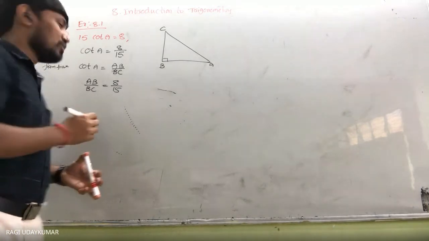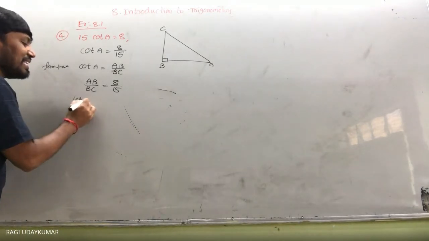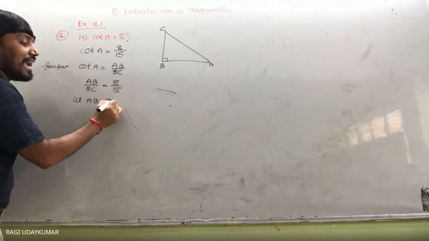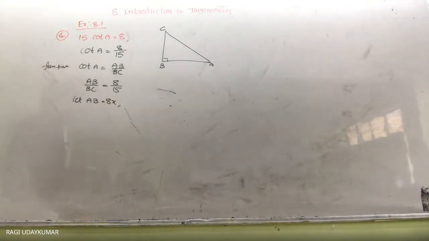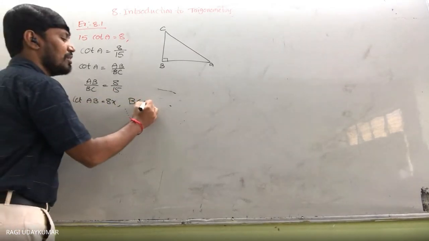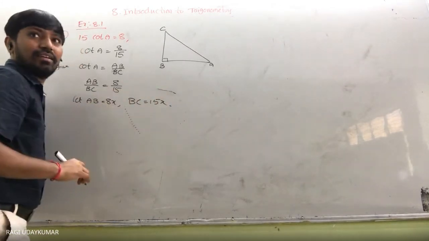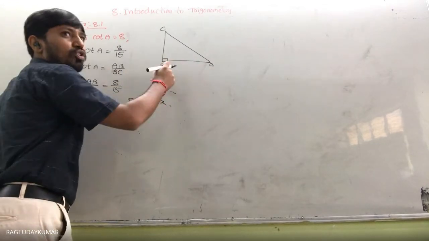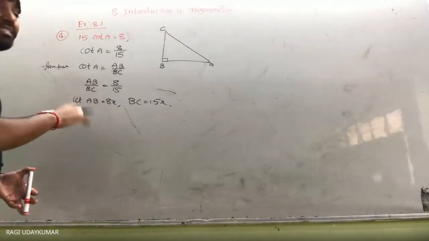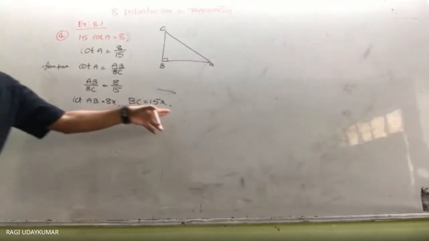No. It is a ratio here. So you have to consider that AB is equal to 8x, a multiple of 8, as I already told you, and BC is equal to 15x. Because it could be 80 also; we don't know. How do you say that it is 8 centimeters or 8 meters? So you can say 8x units and 15x.